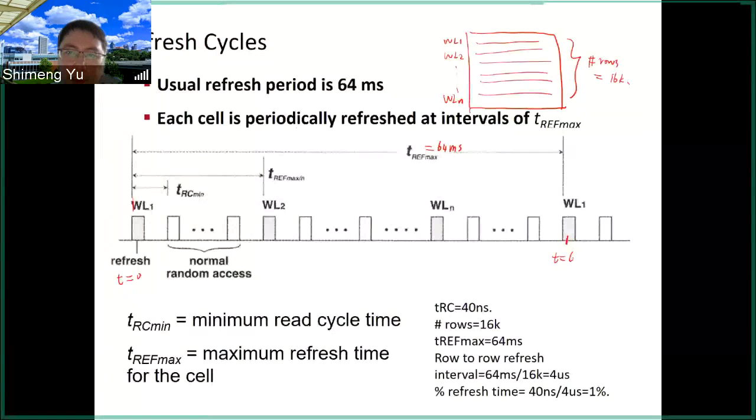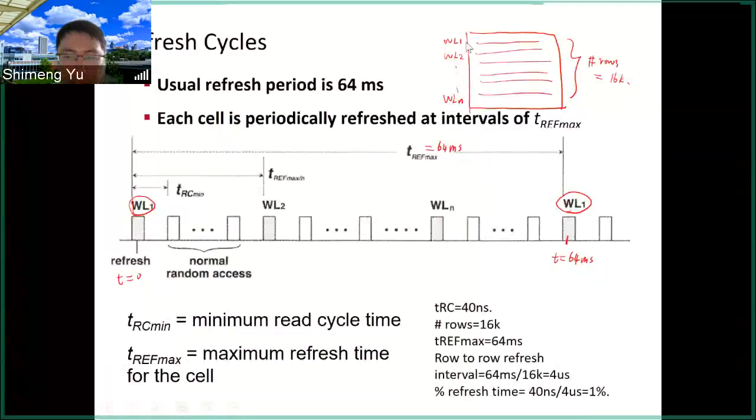So basically, at first we refresh row 1, and then after some time interval, we move to row 2 and refresh row 2, and then after some time interval, we go to row 3, and then we keep moving to the end of the array, and then we come back to row 1 after 64 milliseconds. So the total refresh cycle is 64 milliseconds.